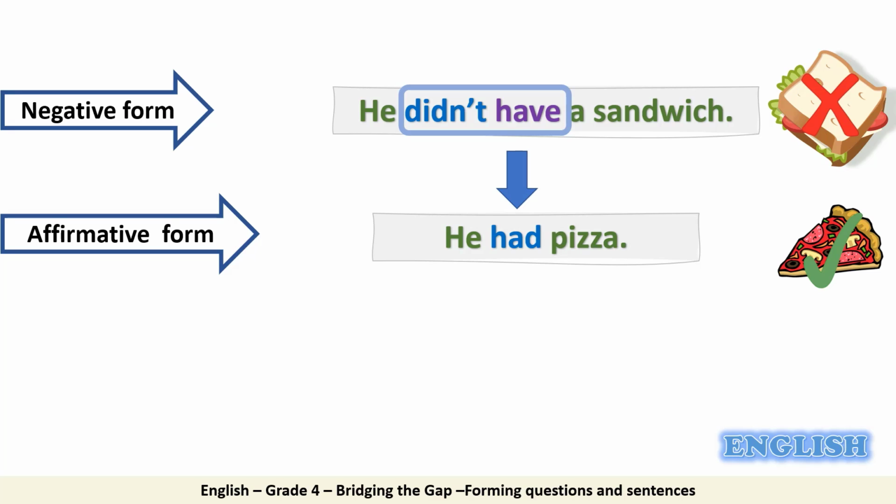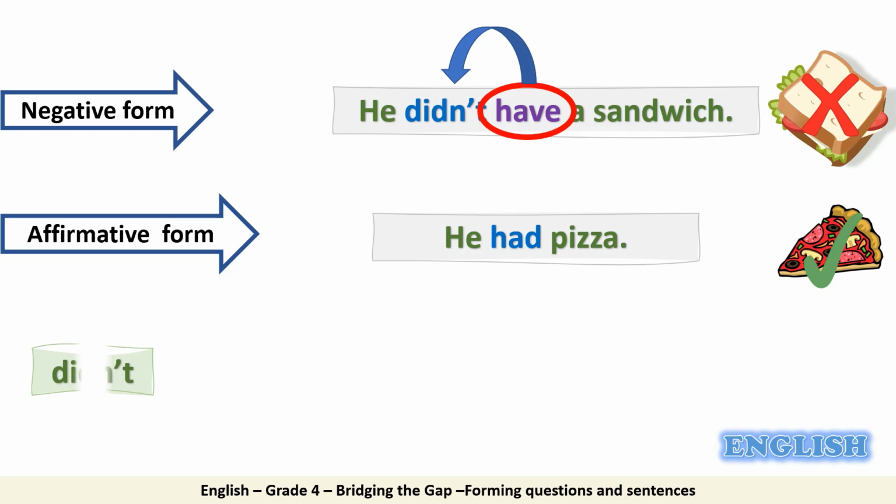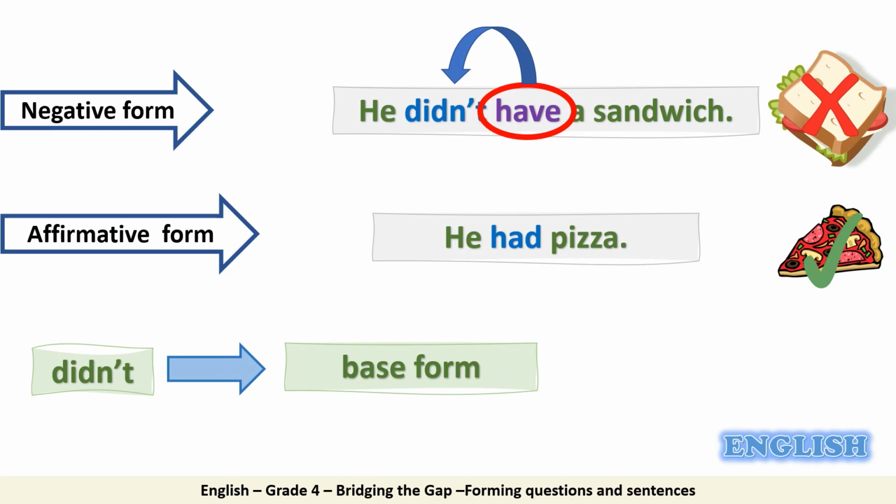Now pay attention to the verb have. This verb comes in the base form. Do you know why? Correct, because we have didn't in the sentence. So whenever we have didn't, the verb comes after it in the base form. For example, didn't have.